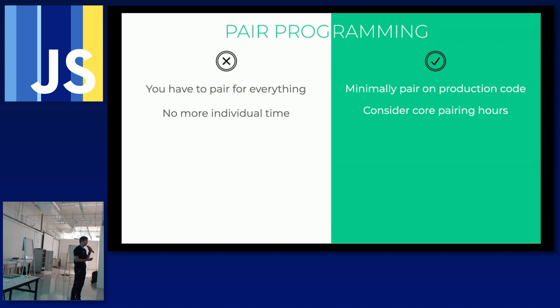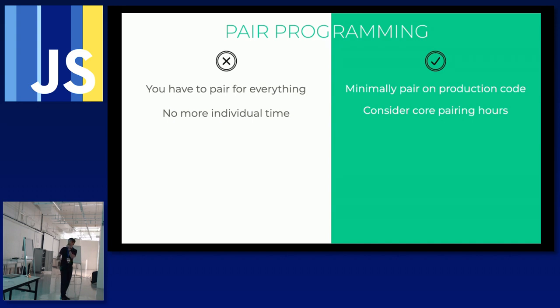The last two things is you have to pair for everything. Some people feel that, wow, my team is doing pair programming. I don't like it because the moment I step in the office, I must be pairing with someone else until the moment I leave the office. Or even cases like, I just want to try out certain things. I want to play with certain technology. Wow, you mean I must pair with someone to do that? No. Usually the recommendation is minimally you should pair on production code. In other words, the code that you write, they will end up being in production systems. You should at least minimally pair on that.